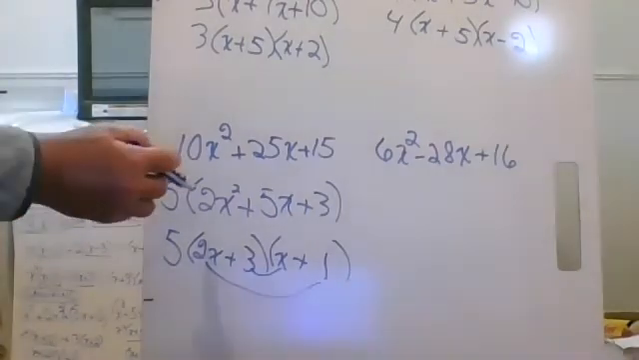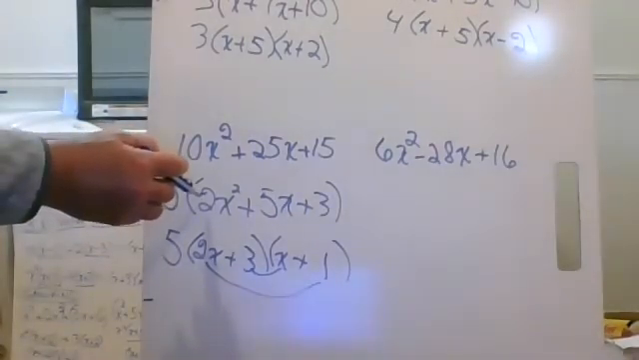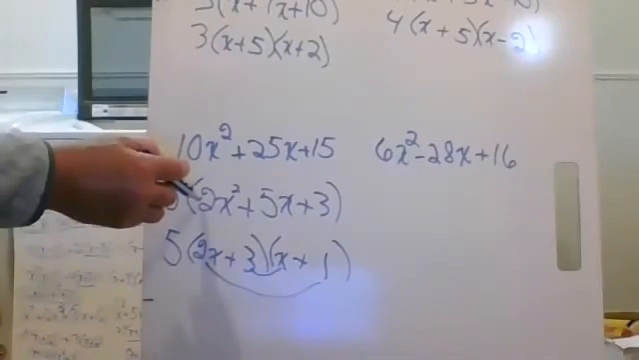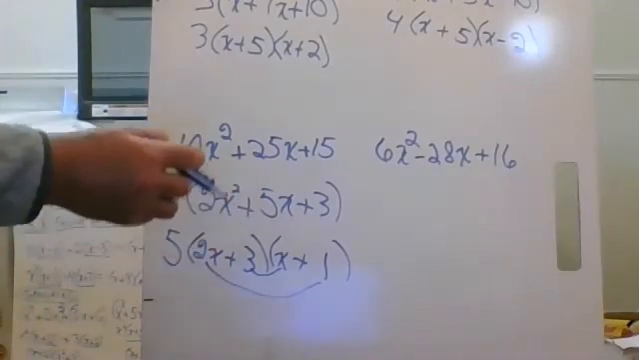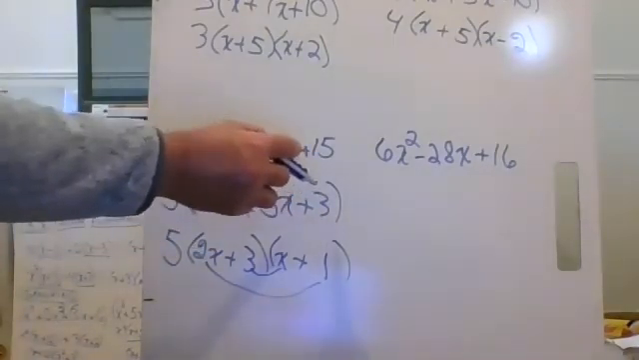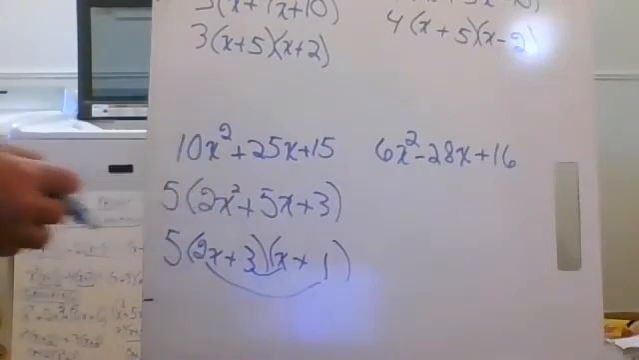And that's the method I taught you in section 6. When you have a number here that's not a 1, you do trial and error with this last number until you find the right combination.